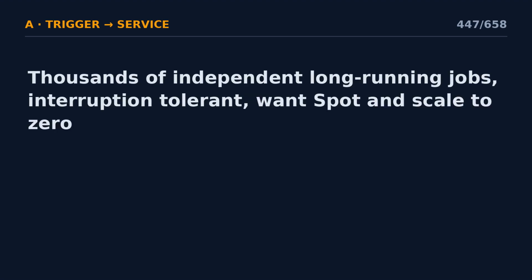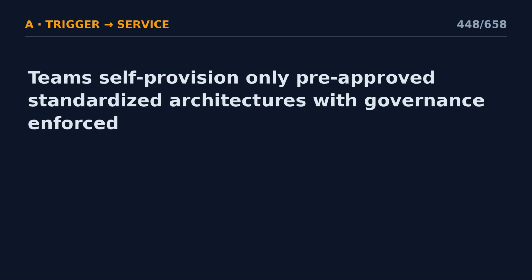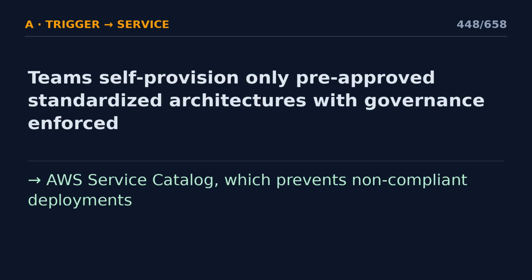Thousands of independent, long-running jobs, interruption-tolerant, want spot and scale to 0. Answer: AWS Batch. Teams self-provision only pre-approved, standardized architectures with governance enforced. Answer: AWS Service Catalog, which prevents non-compliant deployments.